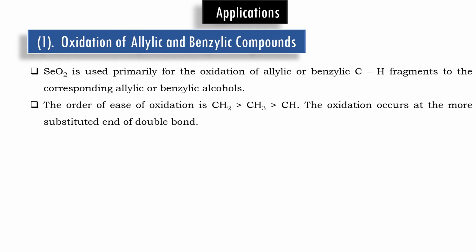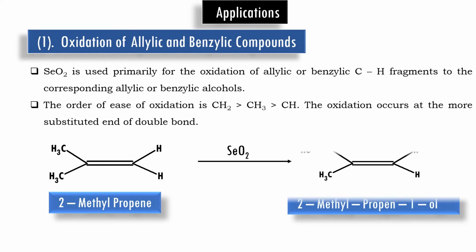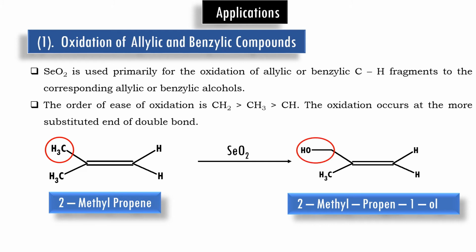One example is just given on your screen, that is 2-methylpropene. When it undergoes oxidation in the presence of selenium dioxide, it is converted into 2-methylprop-2-en-1-ol. In this example, one of the CH3 groups is converted into a CH2OH group.